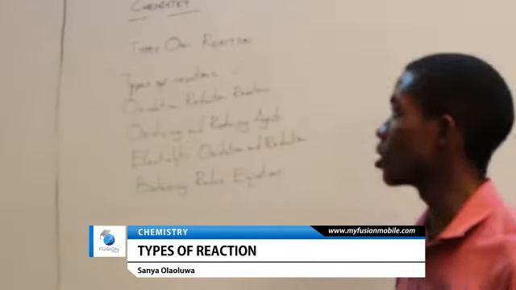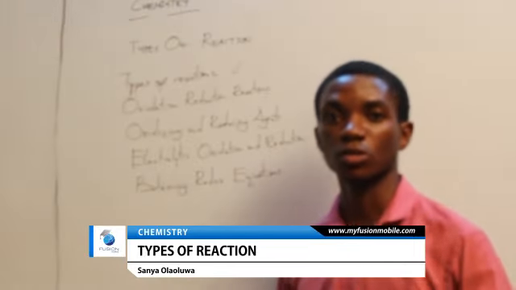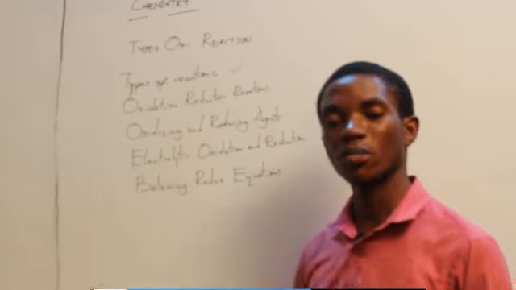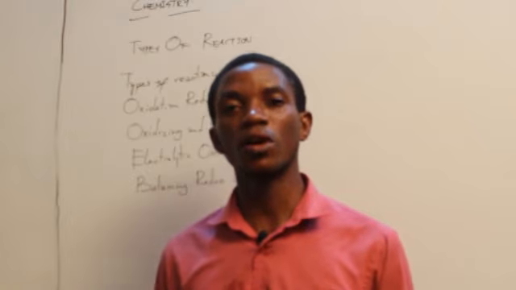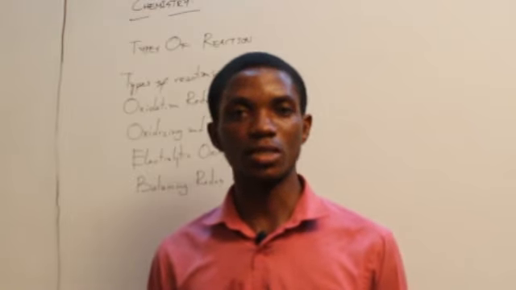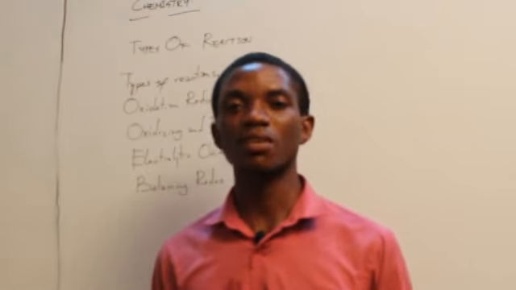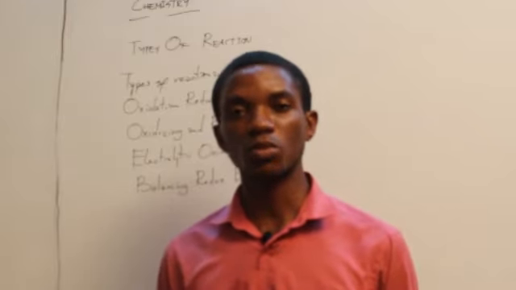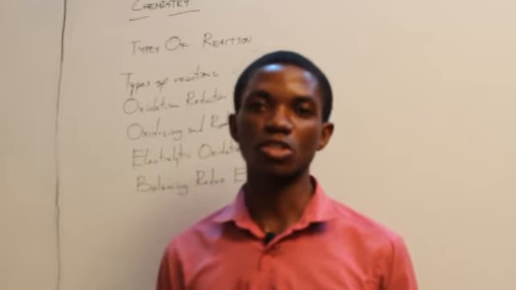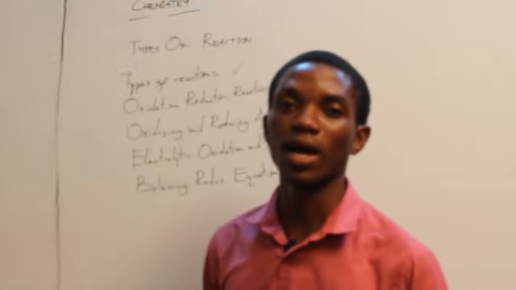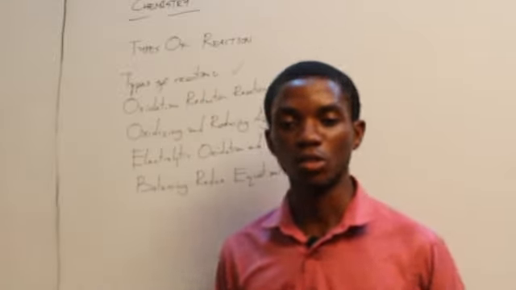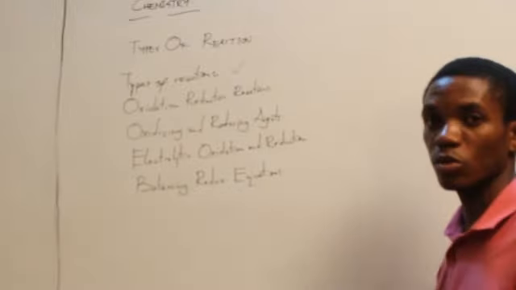Alright, let's discuss the oxidation reduction reaction. What do we mean when we talk about oxidation? Oxidation simply talks about the removal of electrons from a particular system, but oxidation can be defined in several different ways. The easiest way to define oxidation is simply the addition of oxygen to a particular expression or a reaction.